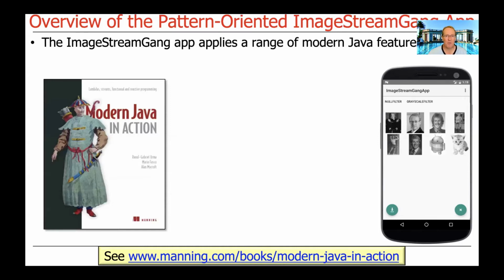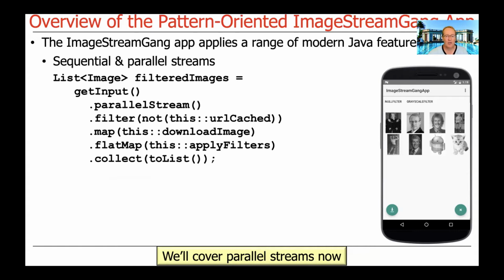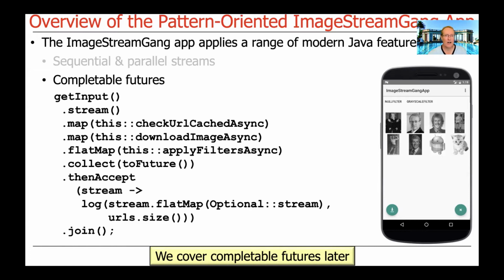This particular framework applies a whole gaggle of modern Java features. So we'll talk about sequential and parallel streams, focusing on parallel streams. That's what we're going to talk about now. And this is a snippet of what the code looks like for that example. And then later we'll come back and look at the completable futures implementation.